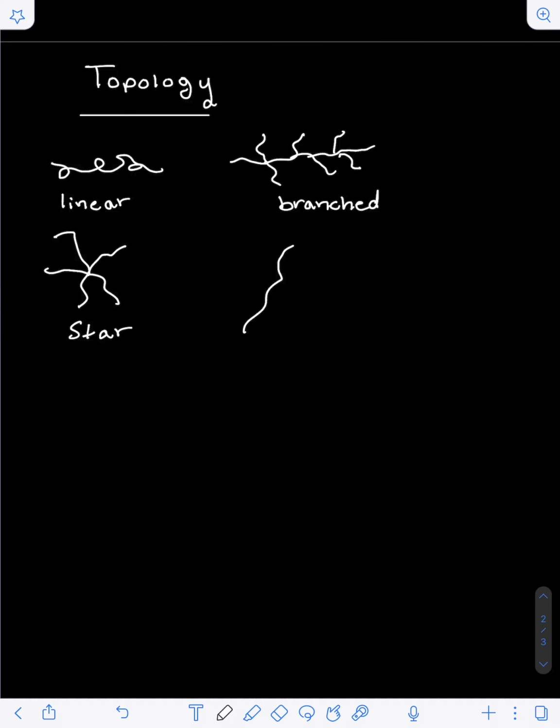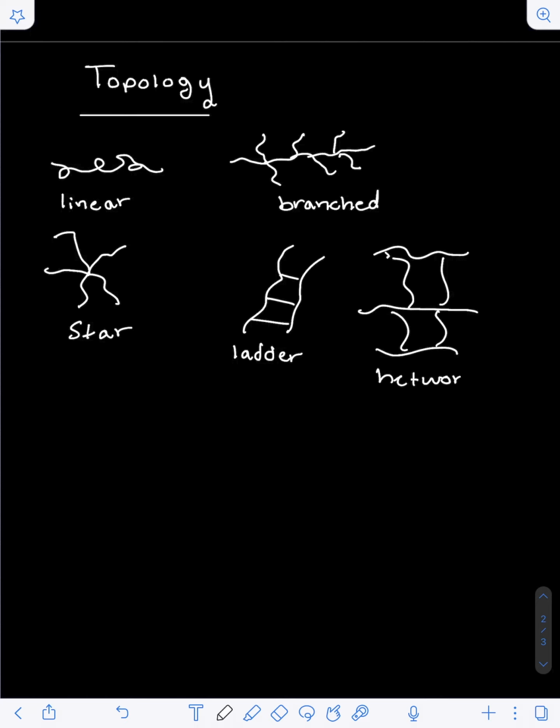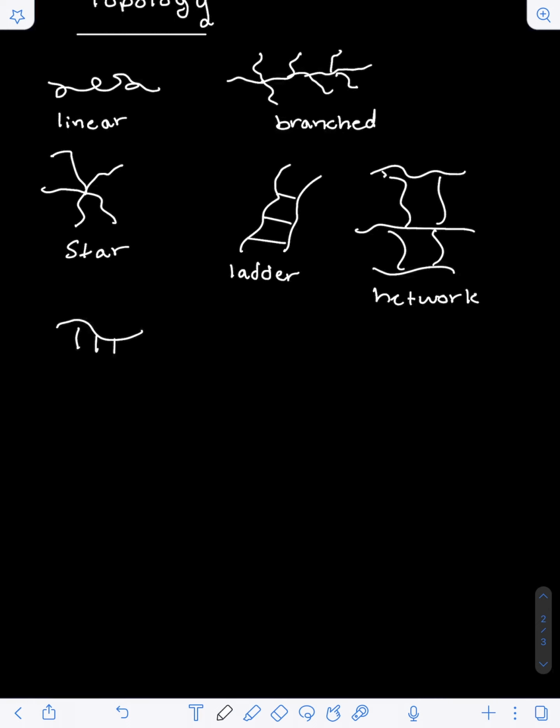Now, polymers can come in different shapes and sizes, so we classify this as the topology. One common type of topology is linear, where the polymer, just like its namesake, is a long continuous chain. Branch polymers have polymer chains coming off the backbone chain. Star polymers are really cool, and those are branch polymers that have single linear polymer chains connected to a central core.